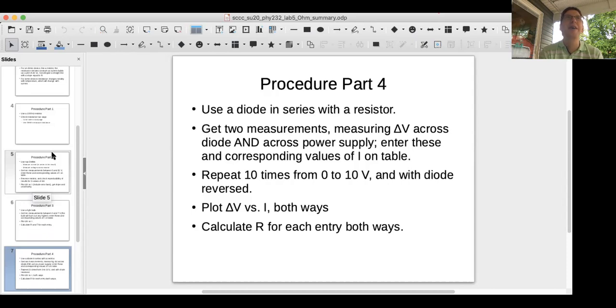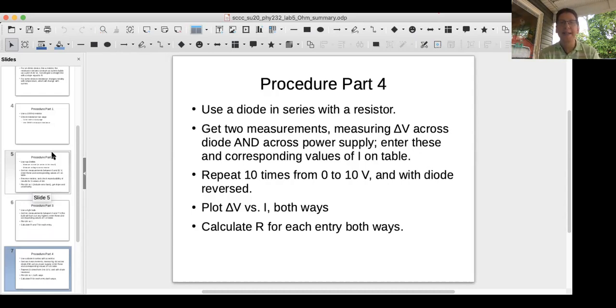It adheres to some quantum mechanical principles, so it's not necessarily as easy to explain why things happen the way they do in a diode. But the primary function of a diode is to permit current one way and to block current the other way. And you'll be able to see that very clearly in the video.